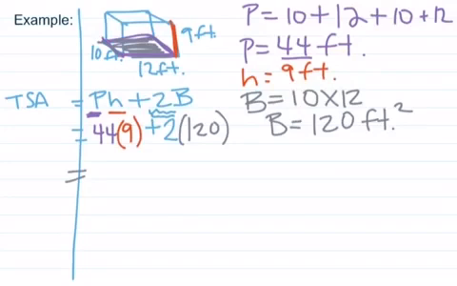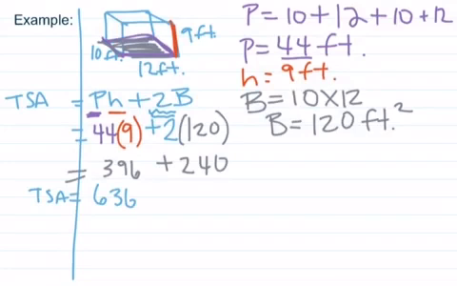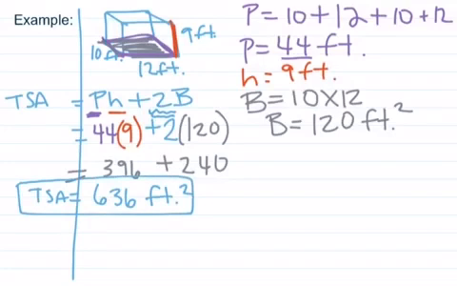So if we solve this, 44 times 9 gives us 396, and 2 times 120 is 240. Add it all together, and our total surface area is 636 feet squared. There you go, total surface area. That's all 6 faces.